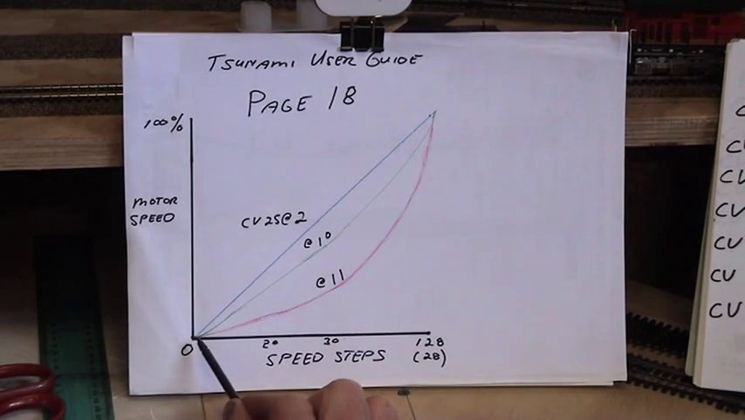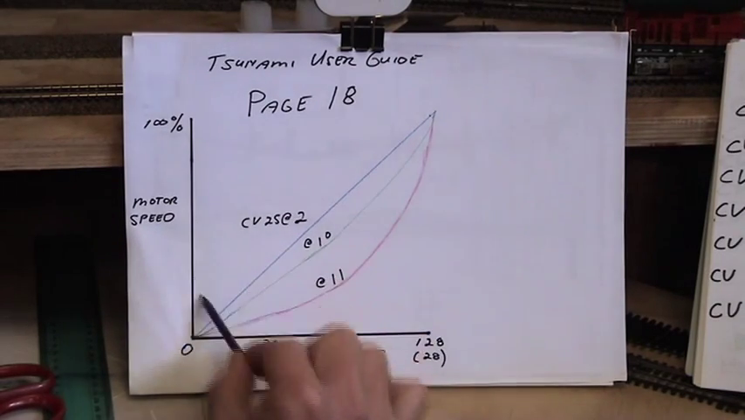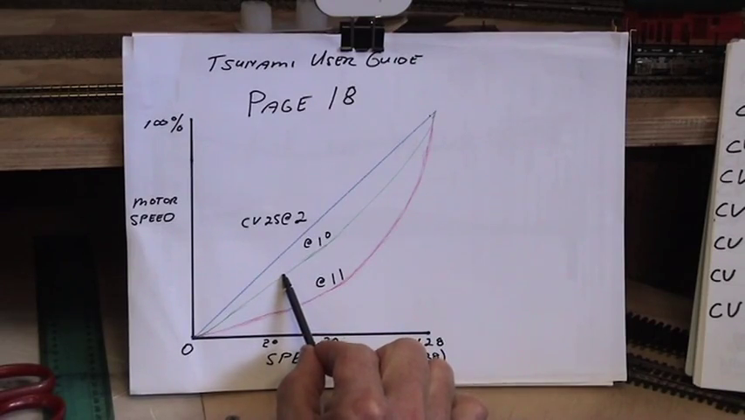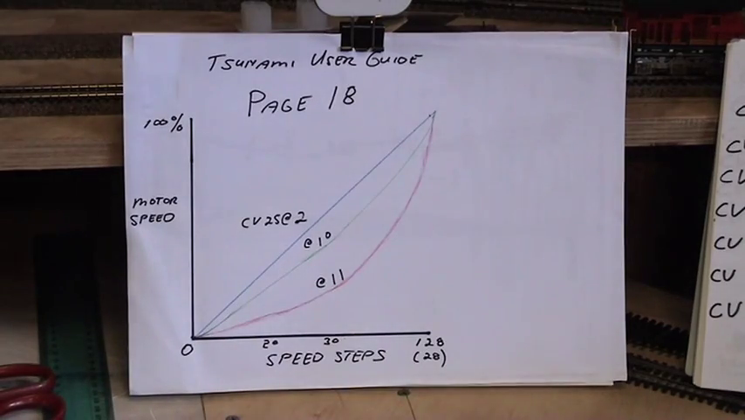Now you see here in the lower speed steps, it lags a little bit in your motor speed. Instead of your motor speed being here, it's down here a little bit. It's not a great deal of difference to your linear curve. A little bit, but not too much.